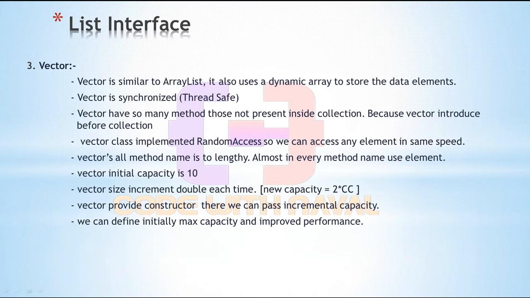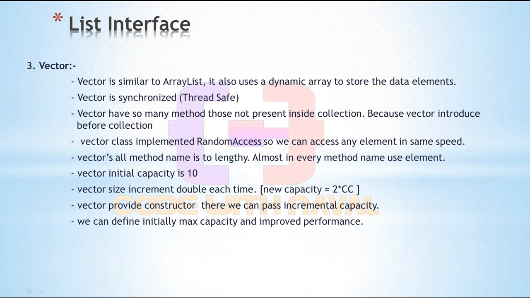All Vector method names are too lengthy. Almost every method name uses the word element, because Vector is an old class, a legacy class, and at that time they didn't give priority to naming conventions. That's why they use lengthy names.